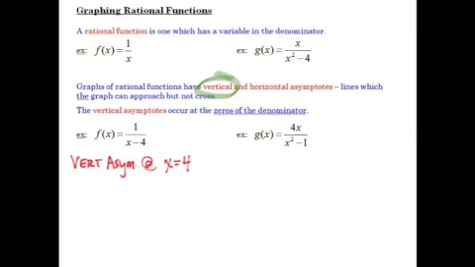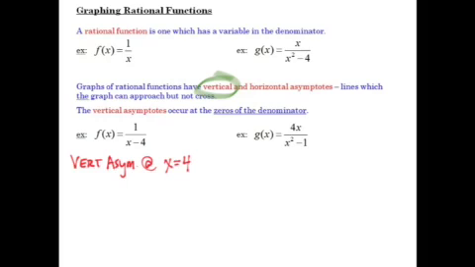Alright, so if we talk about graphs of rational functions, we want to remind ourselves that a rational function is one where we have a variable in the denominator. So f of x and g of x up at the top there are examples of rational functions. We have two types of asymptotes that we deal with in rational functions.